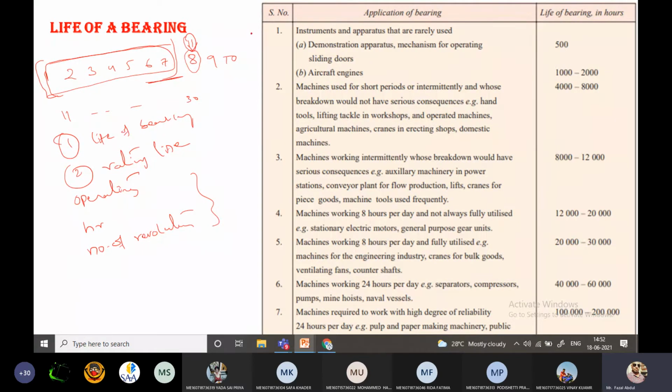Okay. Now suppose we take some group of ball bearings or roller bearings, suppose 100 ball bearings or roller bearings, we selected. Okay. And we allowed them to work for 1 month. So 1, 2, 3, 4, 5, 6, 7, 8, 9, 10, up to 30. So I am considering 1 month only, Babu. So these 100 ball bearings or roller bearings I am allowing to work.